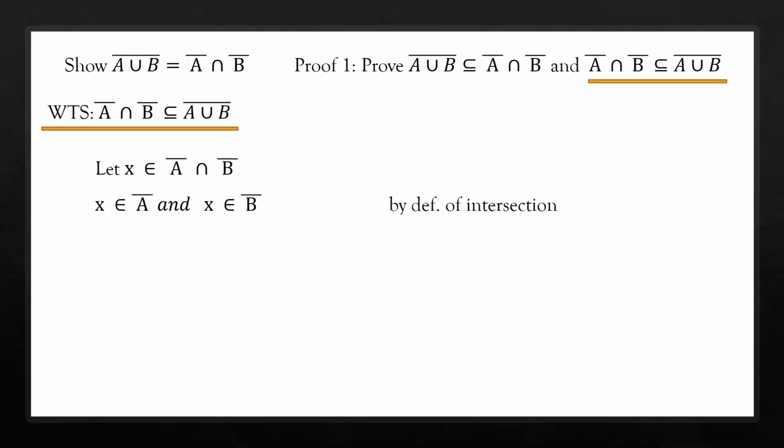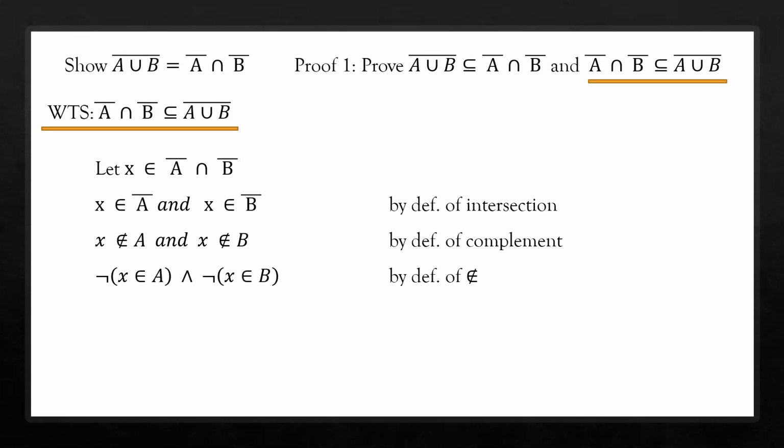By definition of the intersection, if X is an element that is in the intersection of A complement and B complement, then X must be an element that is in A complement and in B complement. That means, by definition of the complement, that element cannot be an element in A and cannot be an element in B. Use the negation symbol, by definition of not an element.